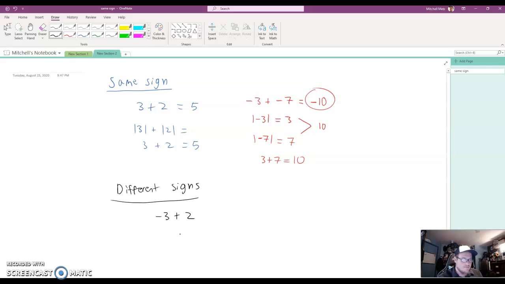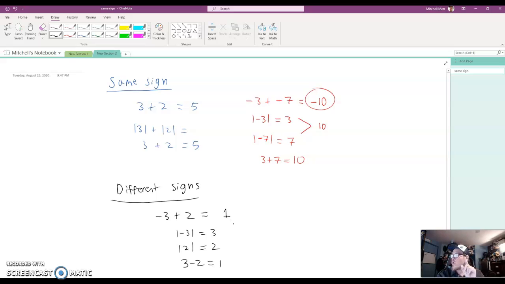So let me first take my absolute value. So I'll take absolute value of negative 3, which is equal to 3, and then I'll take absolute value of 2, which is equal to 2. Now, I'm just going to take the number which is higher in value and subtract it. So in this case, I'm going to take 3 and subtract 2 from there. So I'm going to say 3 minus 2 will equal 1. So that I know that will be my number for my answer, but I don't know what my sign is.